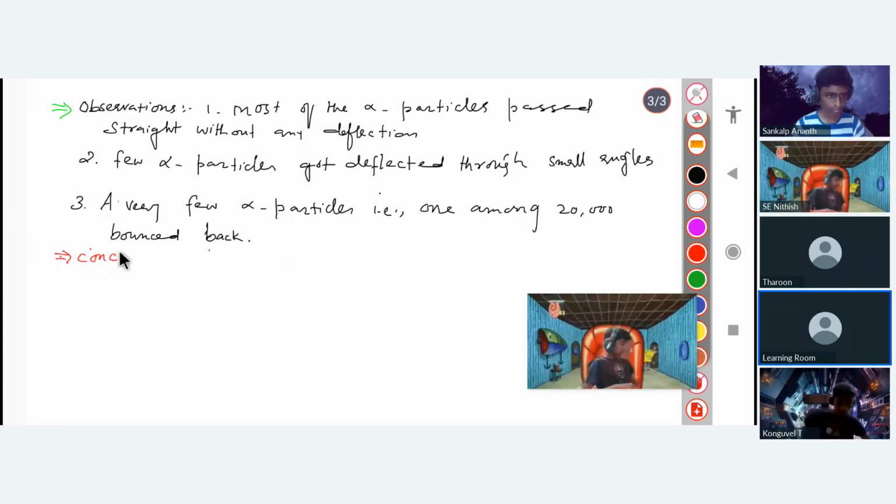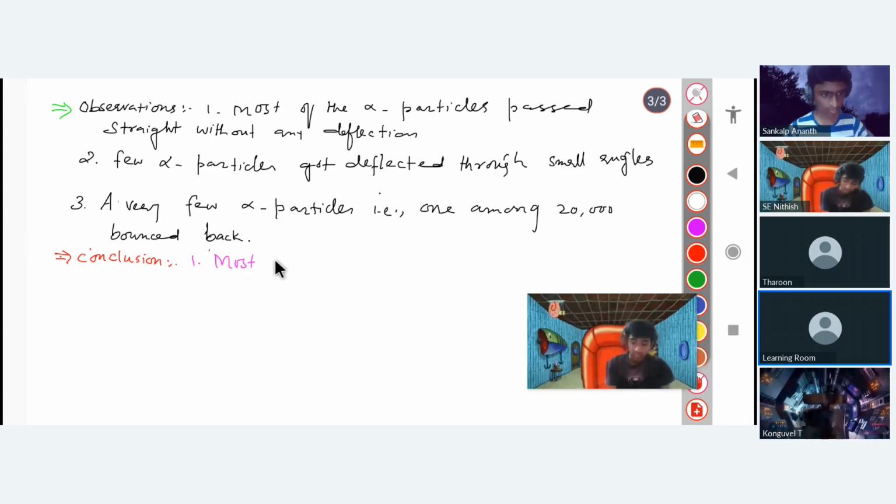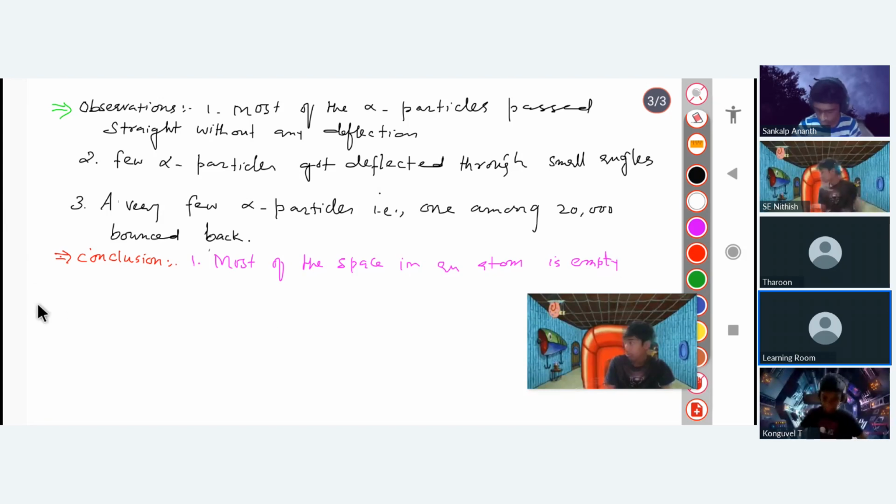The first conclusion was that, you just listen keenly, Rutherford concluded that most of the space in an atom is empty. That is why most of the alpha particles pass straight, because there isn't any particle which will stop the speed of these alpha particles. So most of the space in an atom is empty. You have to remember this. This was the observation made by Rutherford.